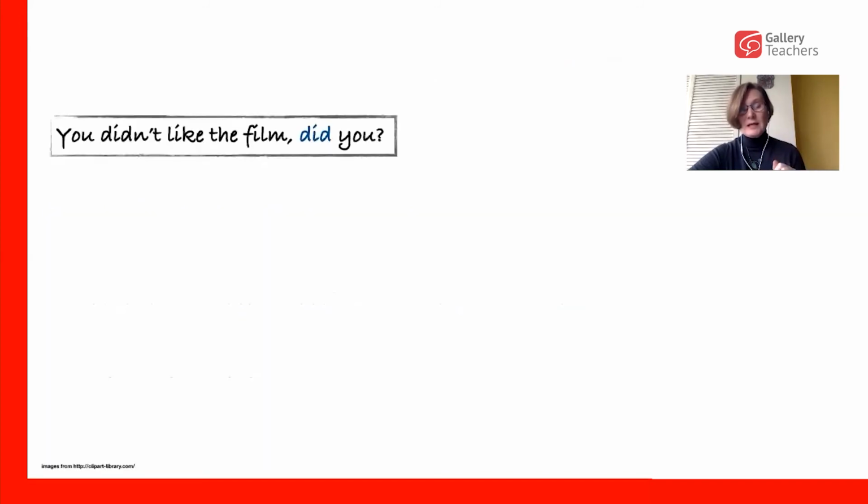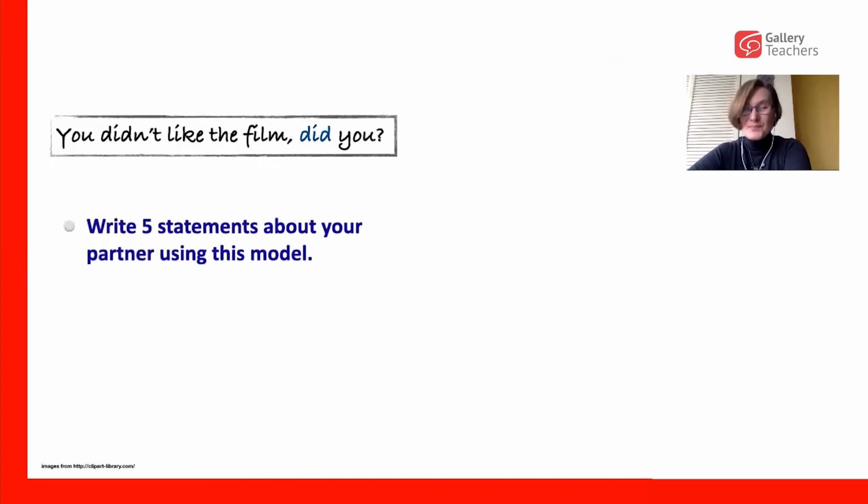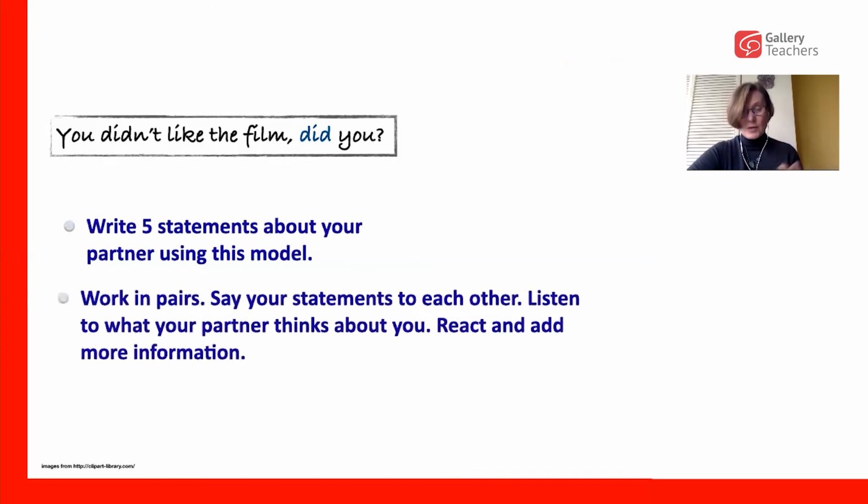And the last thing is, you didn't like the film, did you? In the last activity, you can put them together in pairs. For example, they work in pairs and write 5 statements about your partner using this model. In this particular activity, they are making predictions, so they're not quite sure. The next step that I wanted to do here is work in pairs, say your statement to each other, and tell your partner what you think about, listen to what your partner thinks about you and add more information, right?